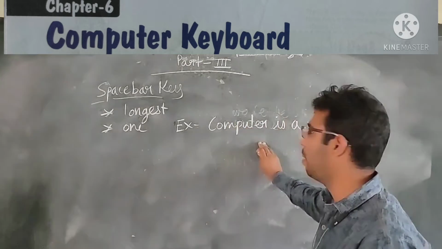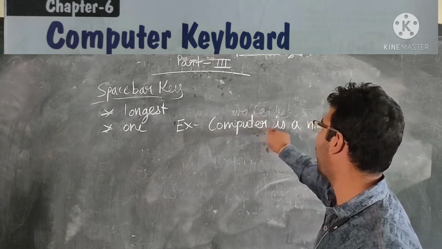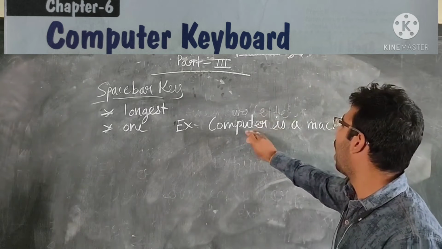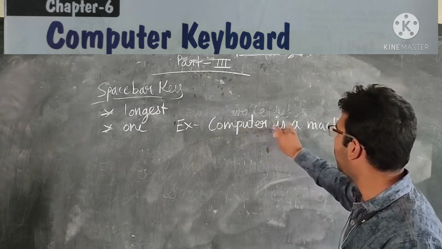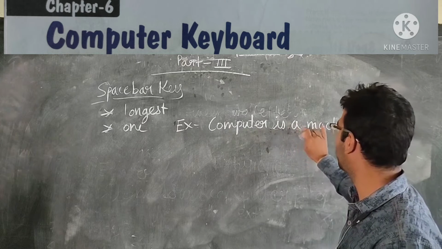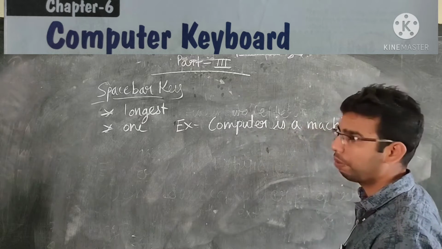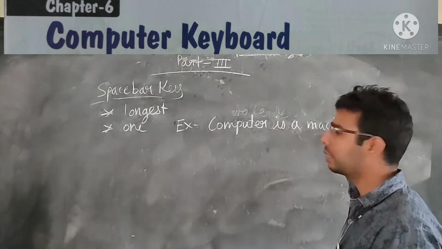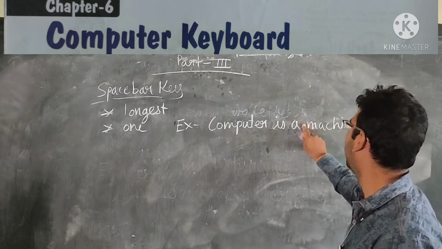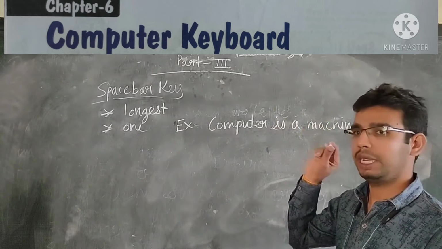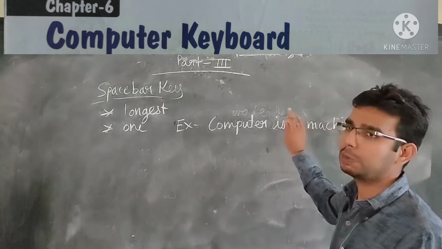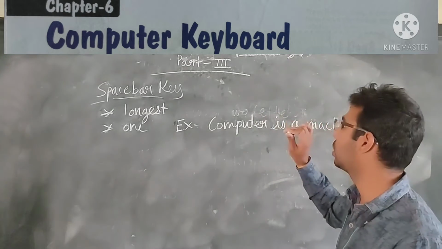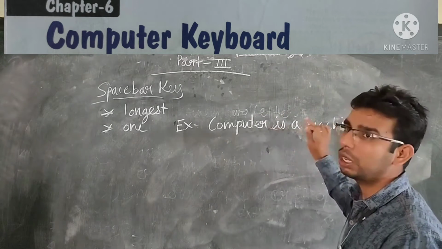Can you see how many times space bar key is used to type this sentence? After computer there is a space, after is also there is a space, after a also there is a space, after machine, full stop. 1, 2, 3. 3 times space bar key is used to type this sentence. Space bar key is used to give space between two letters, words or numbers.